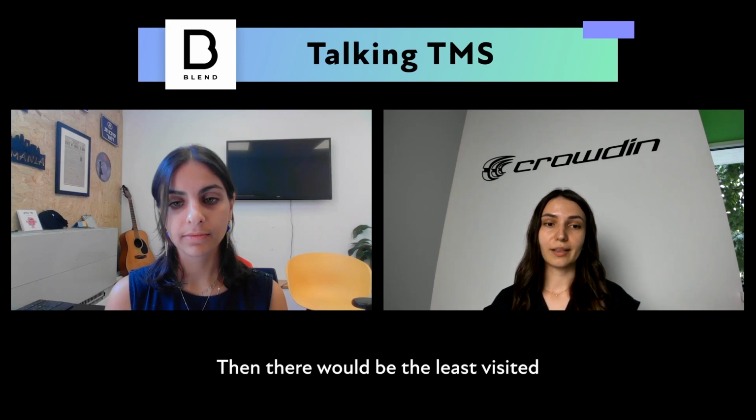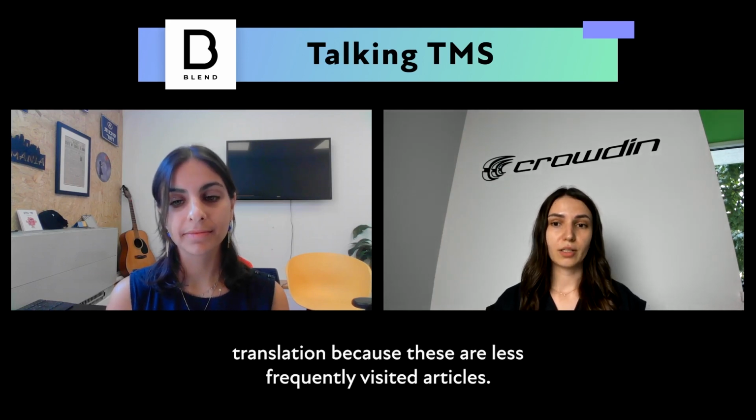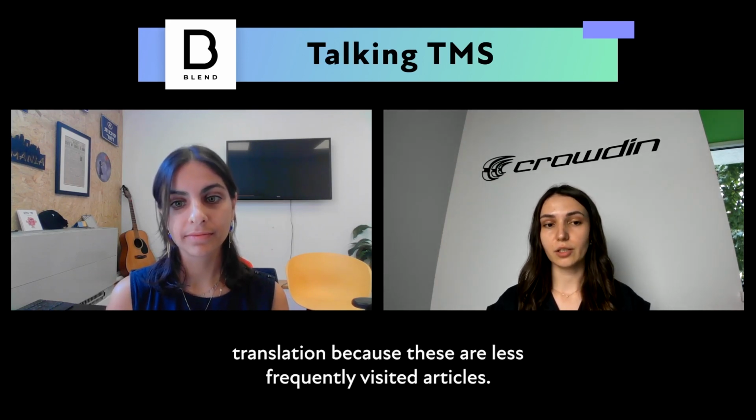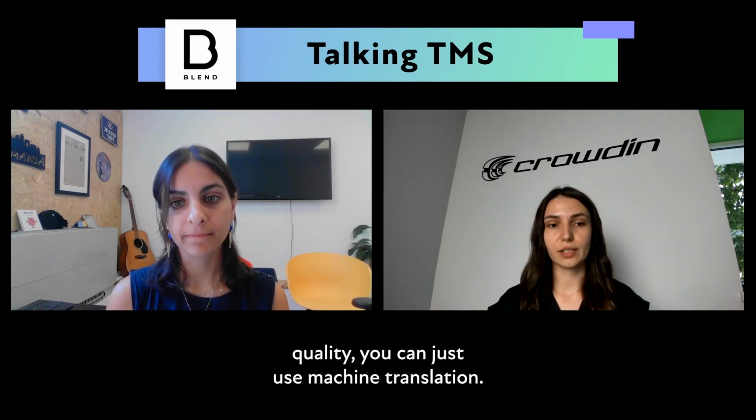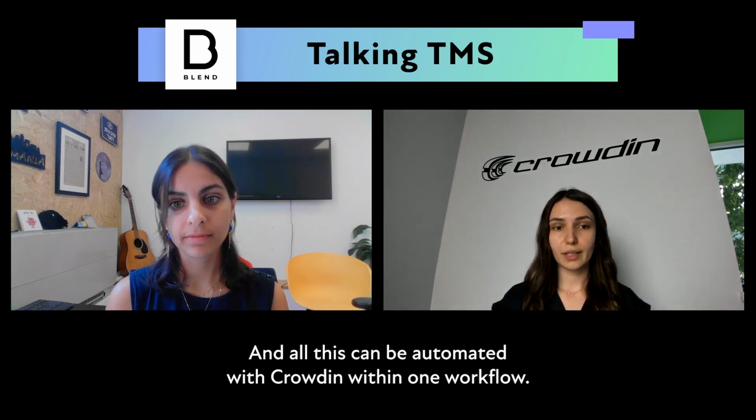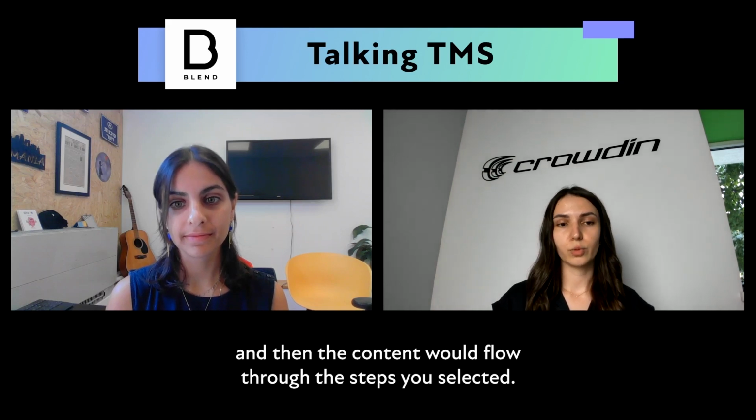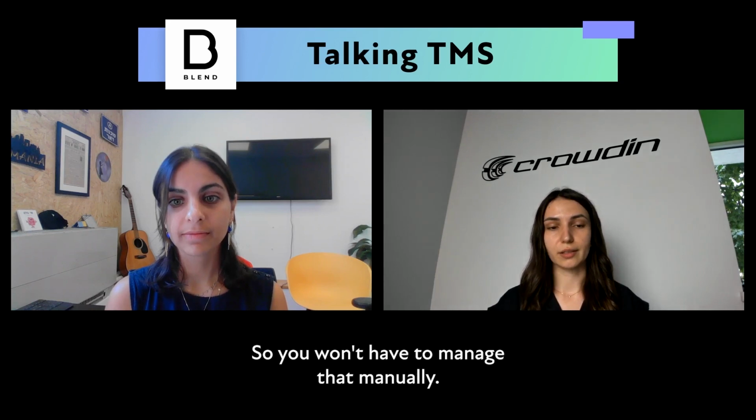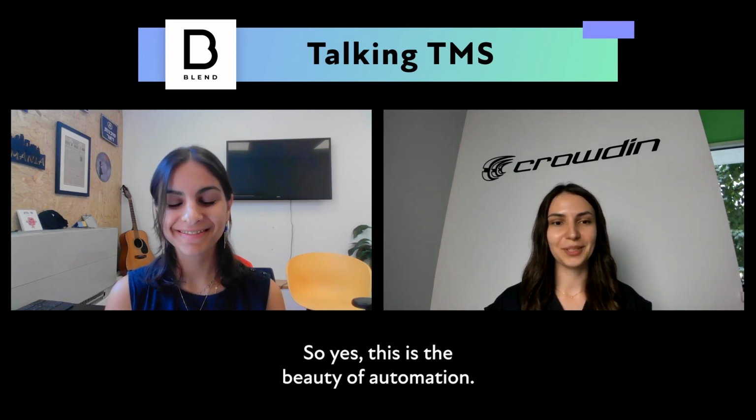Then there would be the least visited articles, and you can choose, for example, 20 languages and use simple machine translation. Because these are less frequently visited articles, you won't need the high translation quality. You can just use machine translation. And all this can be automated in Crowdin within one workflow. So you can just create this workflow once, and then the content would flow through the steps you selected. So you won't have to manage that manually. So yeah, this is the beauty of automation.